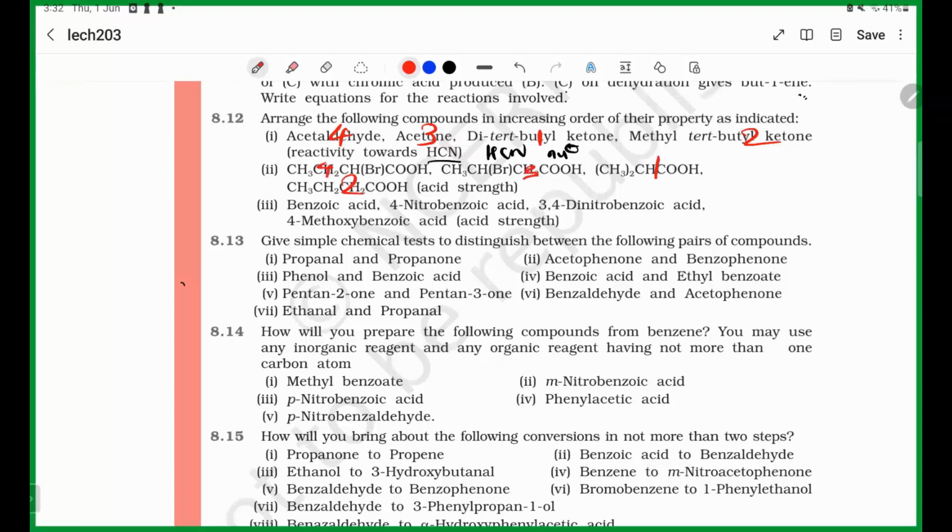How did I decide between 3 and 4? That's because the bromine atom is closer in 4. So the minus I effect is stronger in 4. Therefore it is more electron withdrawing, and therefore the anion is more stable.